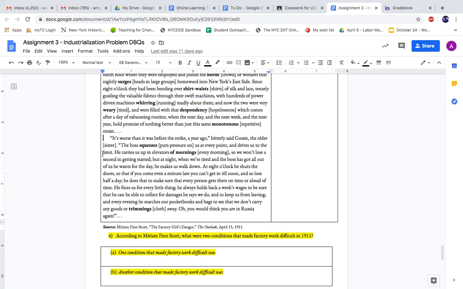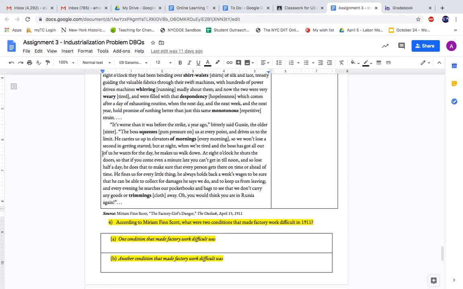"It's worse than it was before the strike, a year ago," bitterly said Gussie, the older sister. "The boss squeezes or puts pressure on us at every point and drives us to the limit. He carries us up in elevators of mornings or every morning, so we won't lose a second in getting started. But at night, when we're tired and the boss has got all out of us he wants for the day, he makes us walk down. At 8 o'clock, he shuts the doors, so that if you come even a minute late, you can't get in till noon, and so lose half a day. He does that to make sure every person gets there on time or ahead of time.